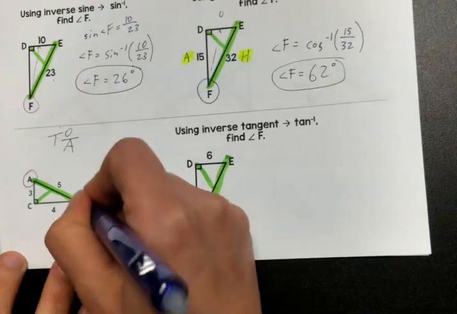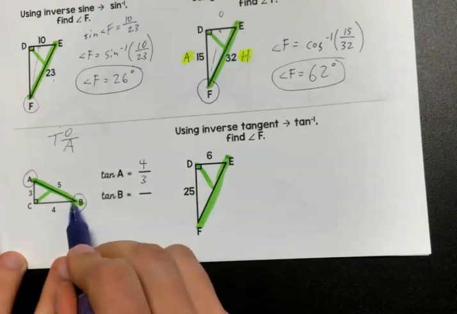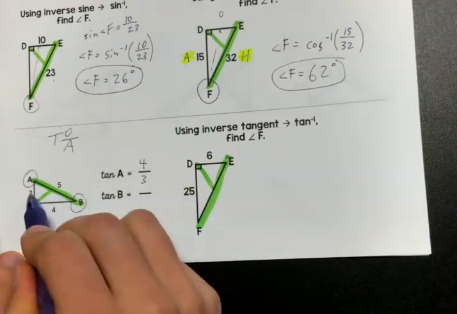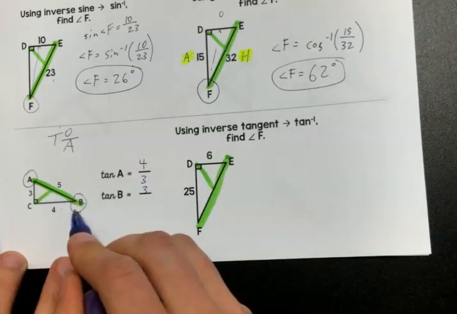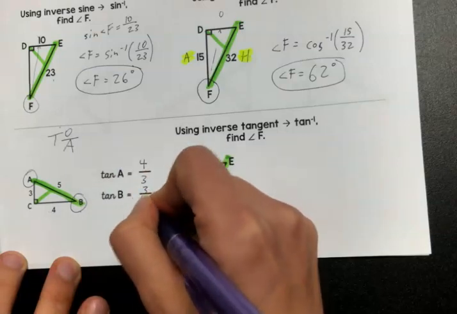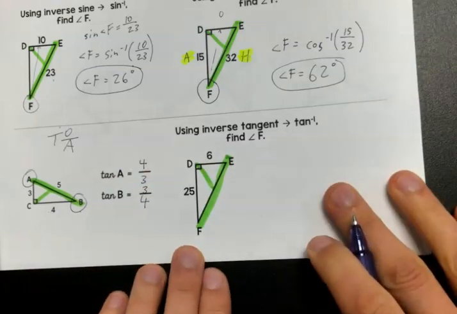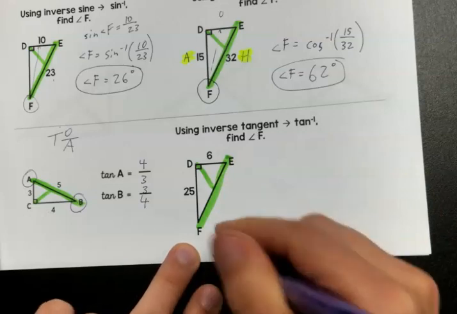All right, tangent of angle B. Opposite my angle B is 3. My adjacent, what's touching angle B, is this 4. Okay. All right, let's go ahead and find angle F.